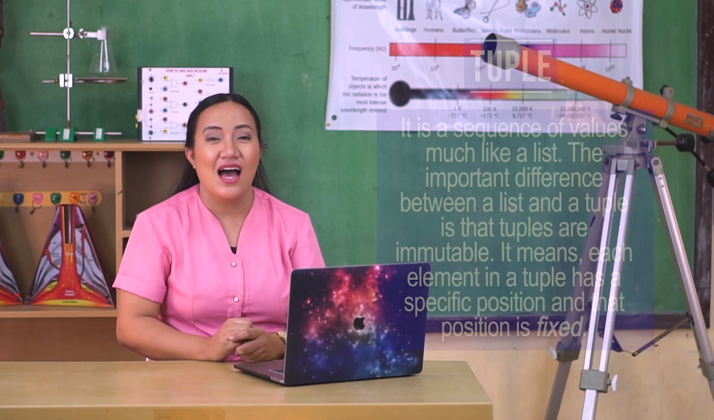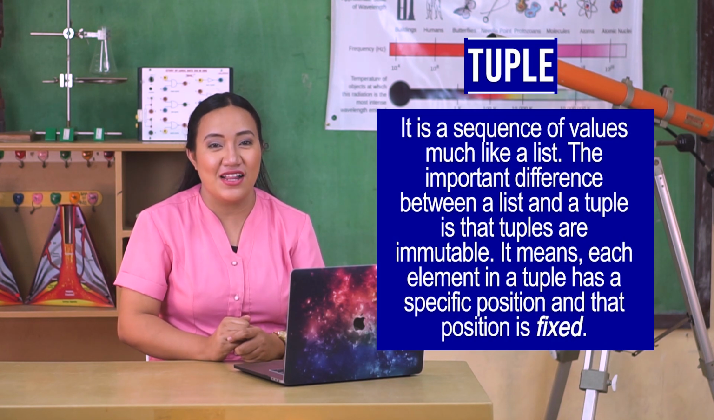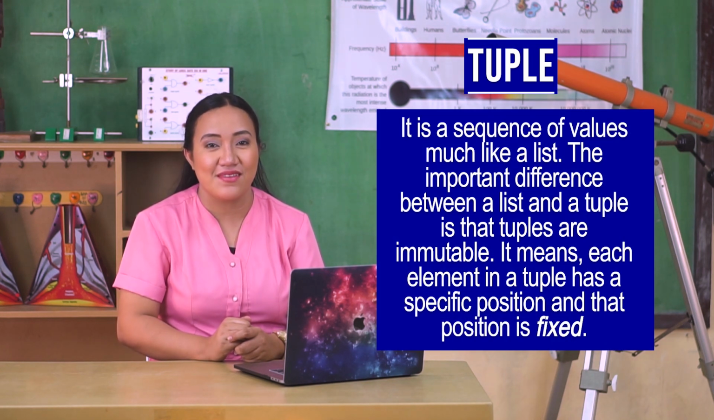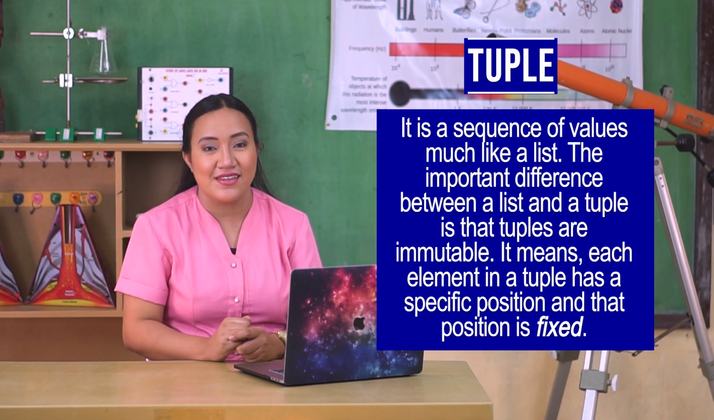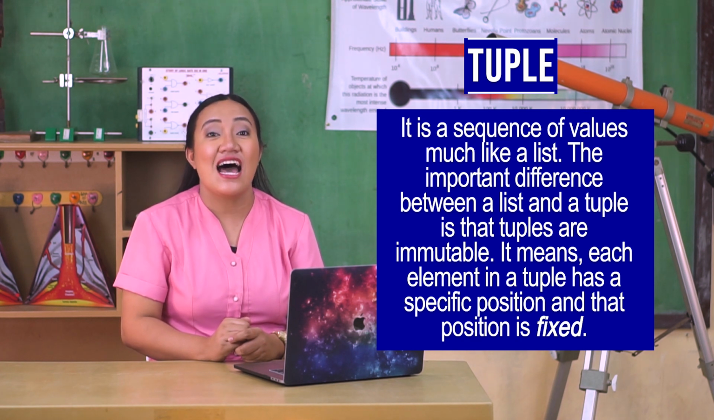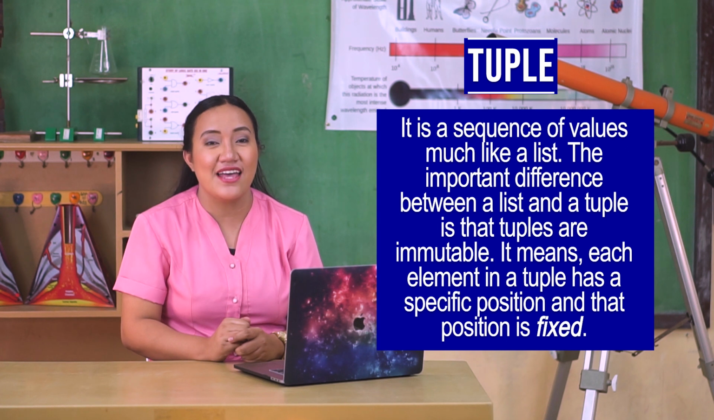Let us now discuss what a tuple is. A tuple is a sequence of values much like a list. The important difference between a list and a tuple is that tuples are immutable. It means each element in a tuple has a specific position, and that position is fixed. Indeed, it is not possible to add nor remove elements from the tuple once it has been created.